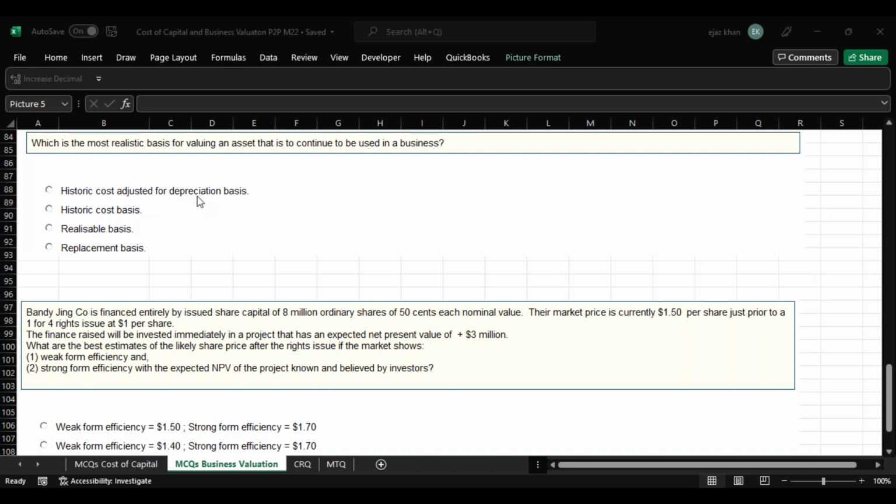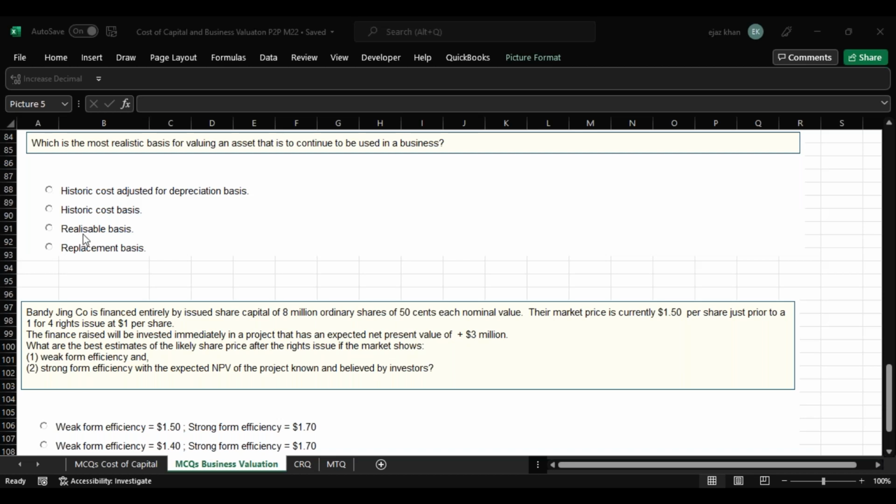Historic cost adjusted for depreciation basis, it is something that we use for reporting purpose, not for valuation purpose. It's always the replacement basis that we use for valuing assets that we intend to use in the business, and we're not selling it. Because for business valuation, historic values of the assets do not give realistic values. They're just historic values, and since we might be planning to buy the business at the moment, we are not interested in at what price or cost these assets were bought years ago.